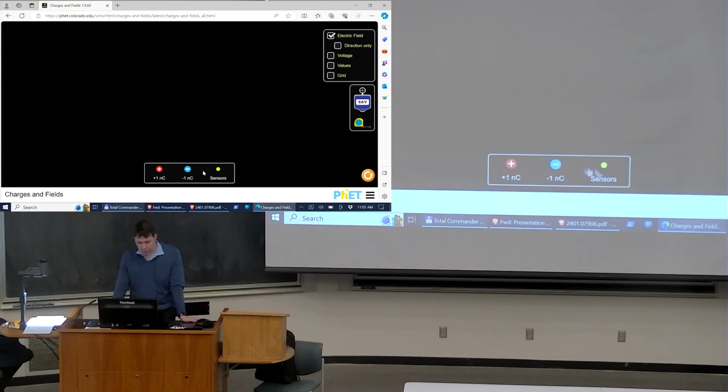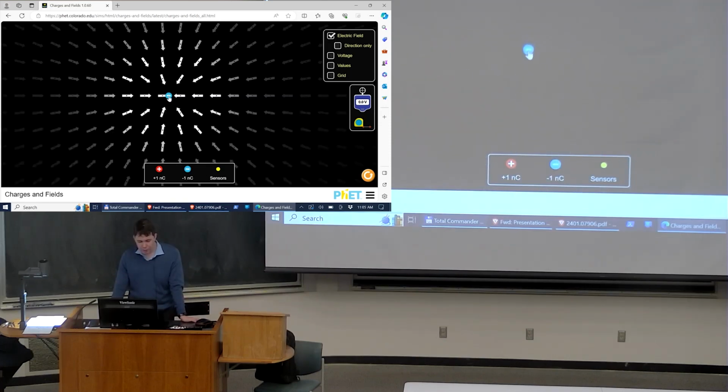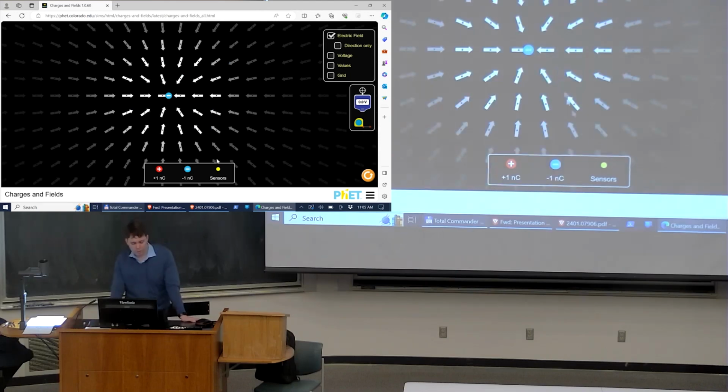Now, if I remove that, similarly for a negative charge, we've got a similar electric field, similar pattern of fields, but now it's directed towards the charge. The magnitude is the same, only the direction is different.